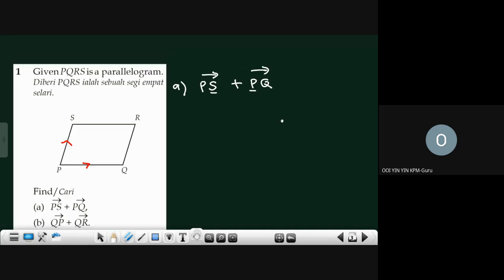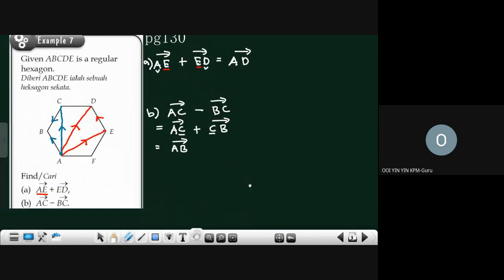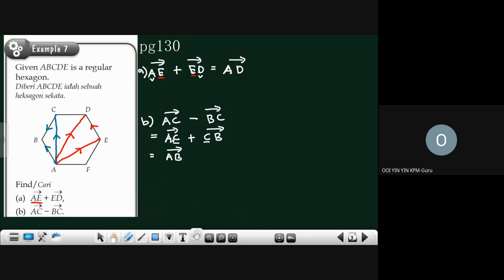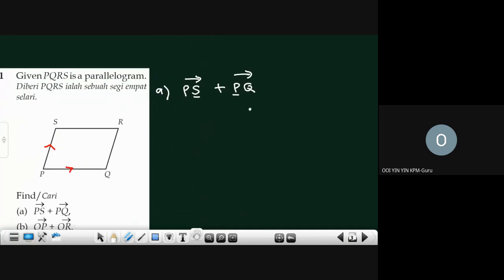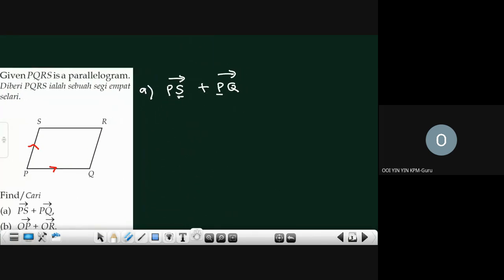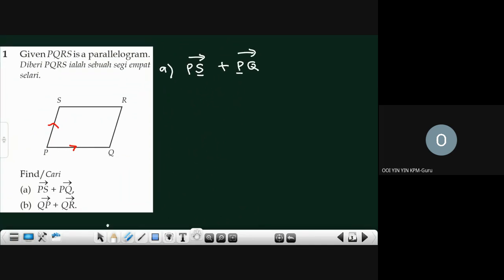Now, different from the one just now. Just now, why AC to CB I can write AB, because you have the same alphabet C here. Same goes for here. AE to ED, I can directly write AE because the middle one is the same. But the case here, can you see that PS, PQ, your S and P are not the same, right? In a case like this, I want you to get the idea like this.